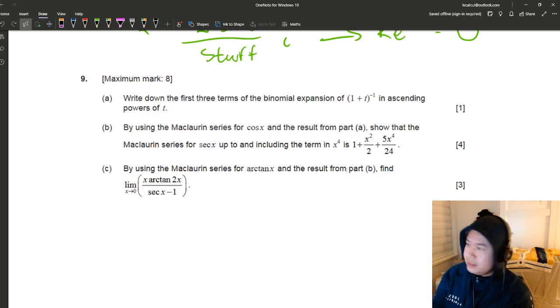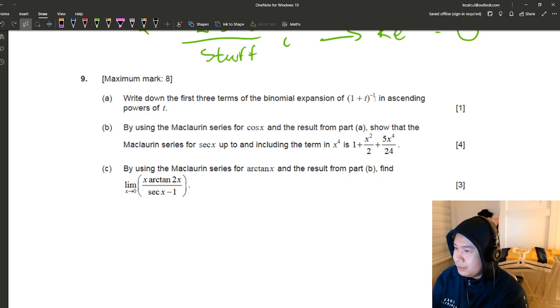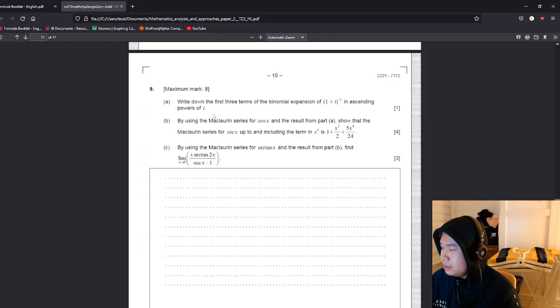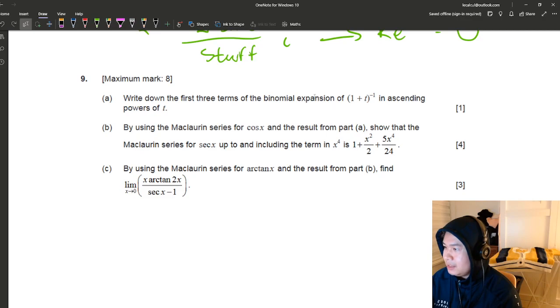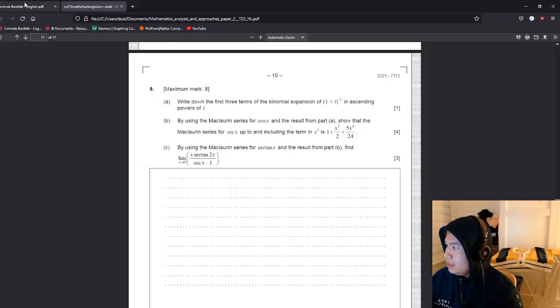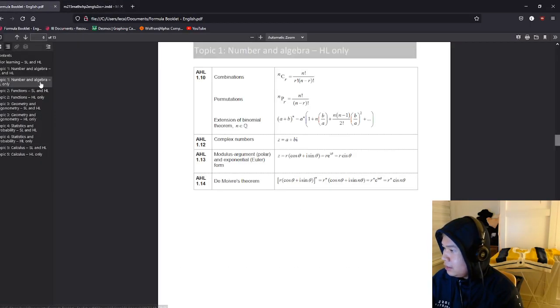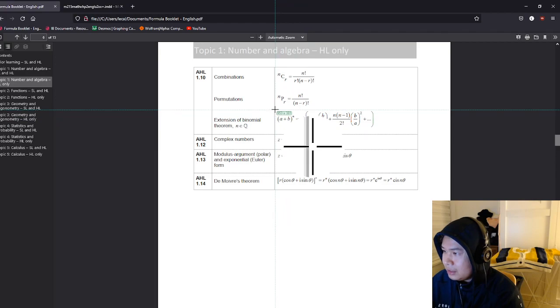Okay, write down the first 3 terms of this binomial expansion. It's to the negative exponent, so we're going to, with ascending powers of t, 3 terms. We're going to use the extended binomial theorem in HL, which is right here. I'm just going to copy it.